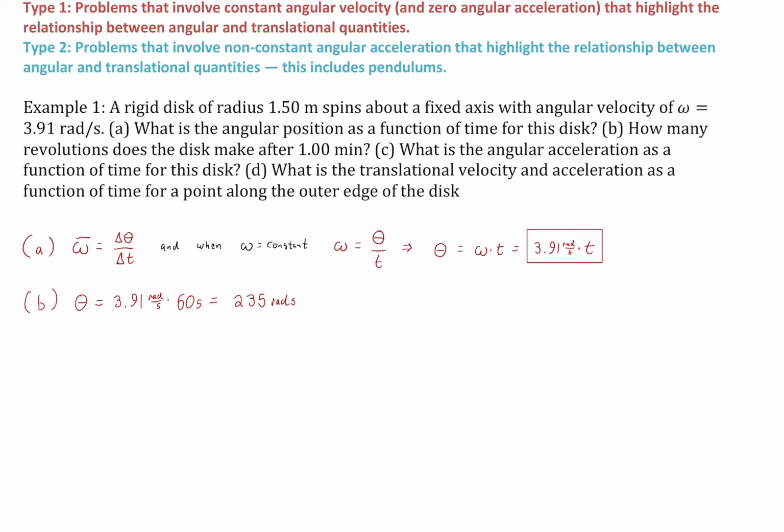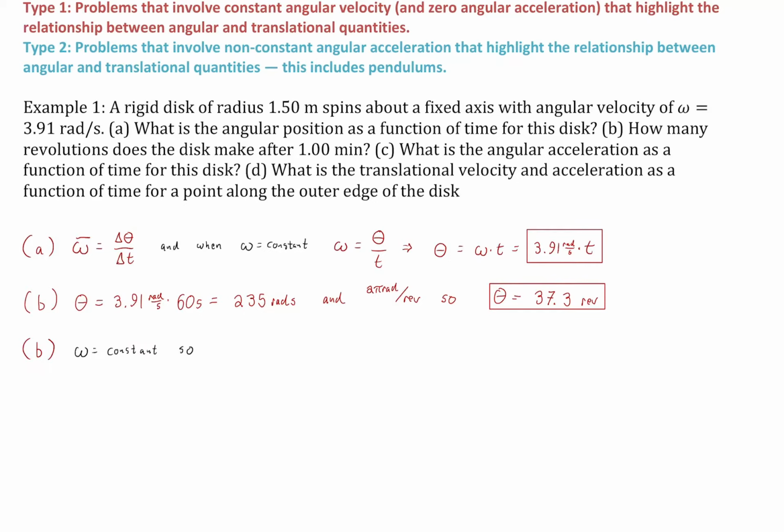But we weren't asked for radians, we were asked for how many revolutions. Well, that means we just need to convert from radians to revolutions, so we take the 2 pi radians per revolution. If we divide 235 by 2 pi, we get 37.3. We don't need to round because I didn't ask for complete revolutions, so a fraction of a revolution is fine. All right, moving on.